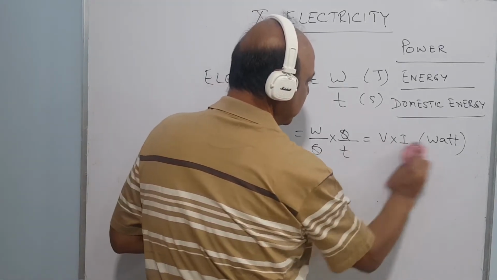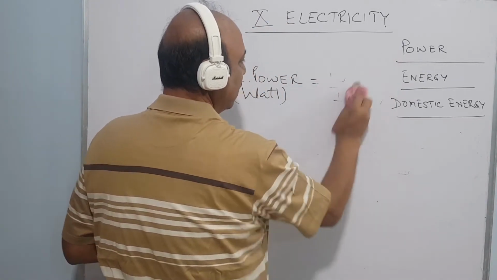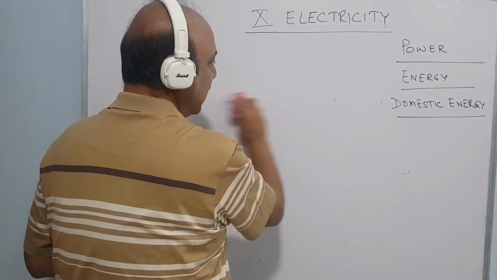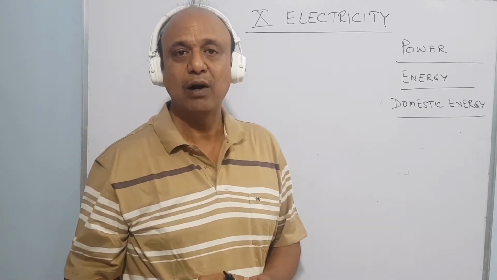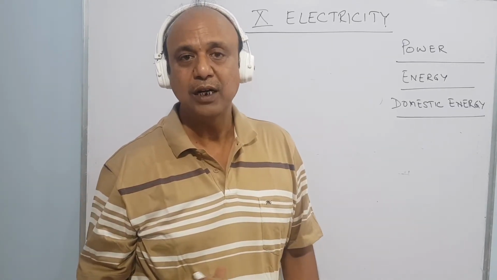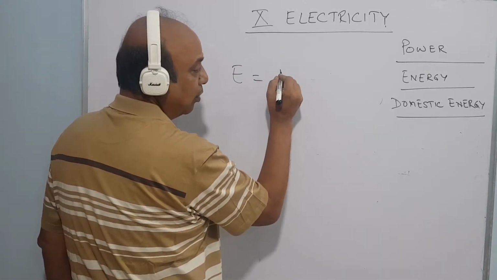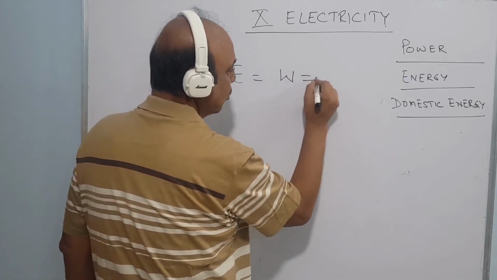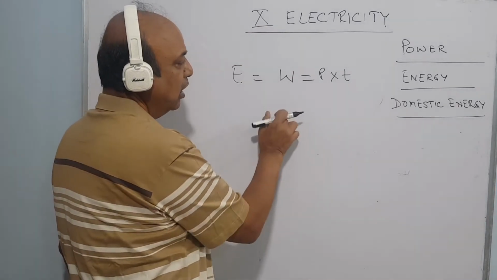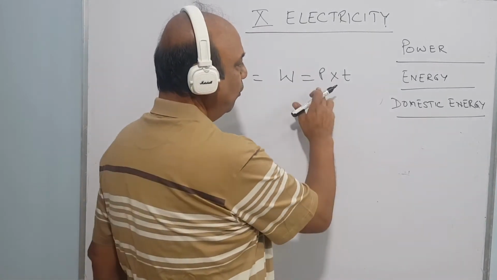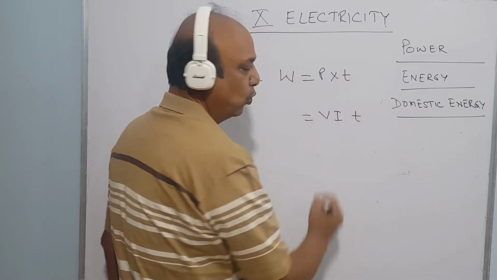Next is energy. Work done by an electrical power is the amount of energy consumed by it. So energy is equal to work done, or is equal to power into time, because work done upon time is equal to power. So power into time. We all know power is VI into T.